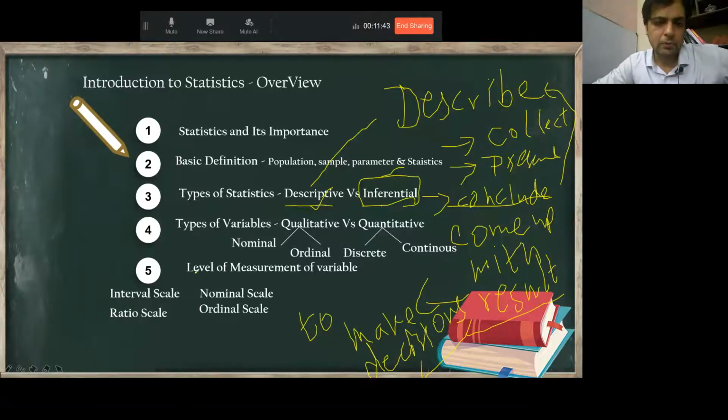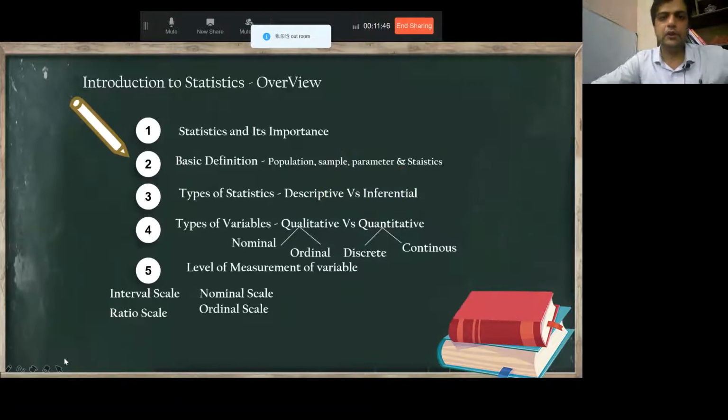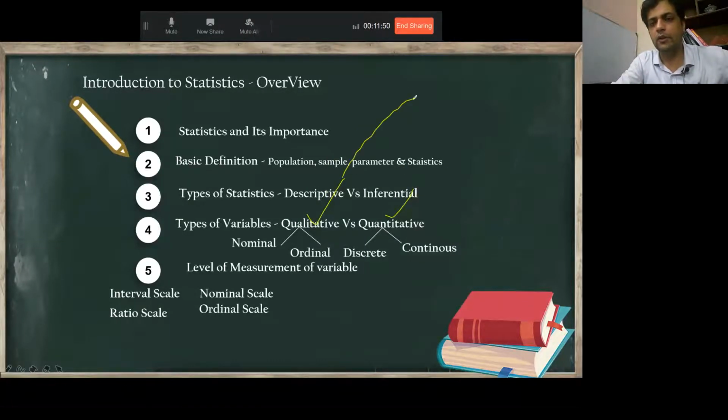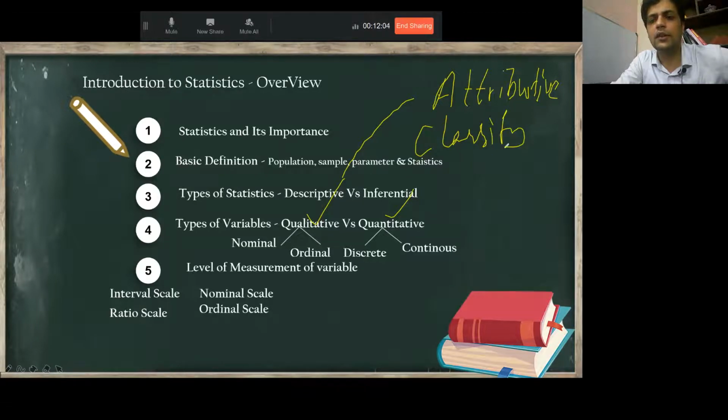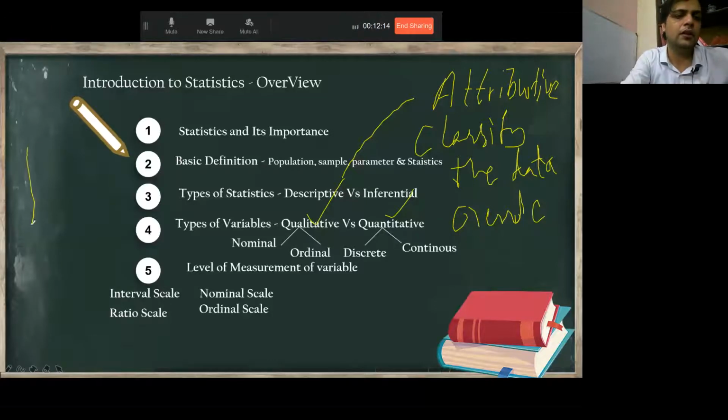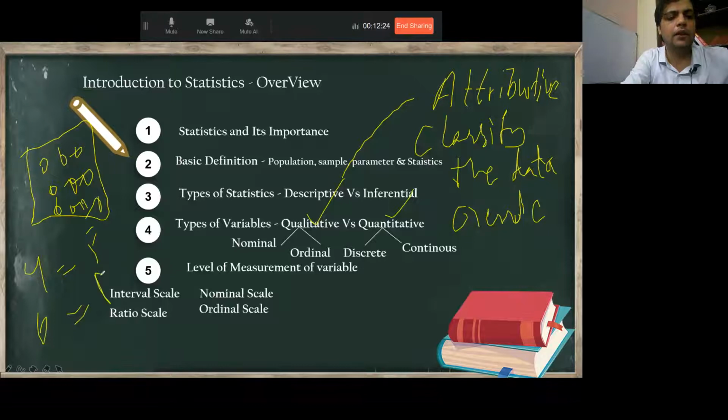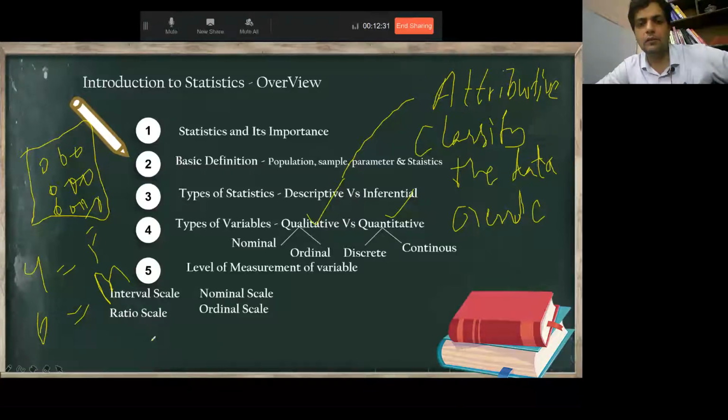Then we also talked last week about the types of variables. There are two major types of variable: qualitative and quantitative. Qualitative can also be known as attributive. Attributive means your qualities, like when we classify the data according to different qualities. For example, gender. I have the same population of 10 students. Now I classify that four are female and six are male. Right? So what is this? This is qualitative data, when I differentiate between them because of gender.